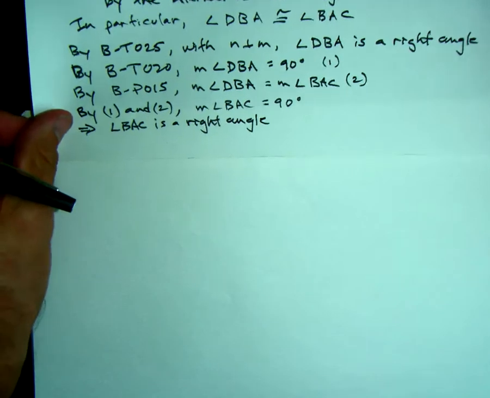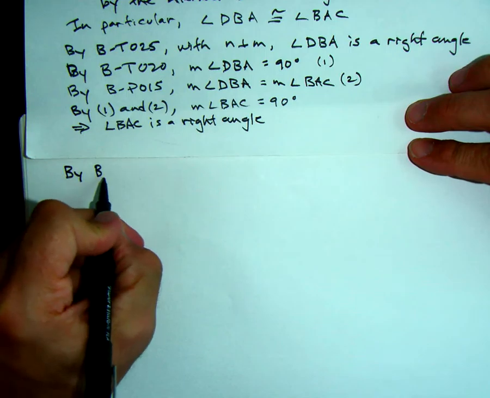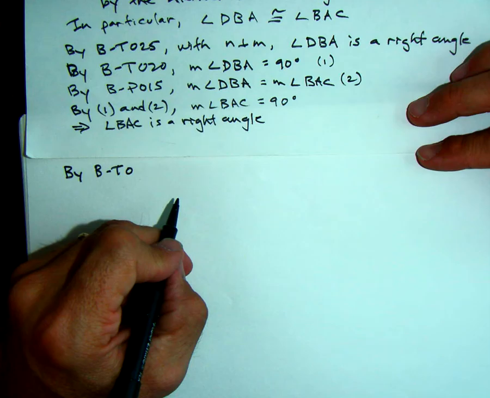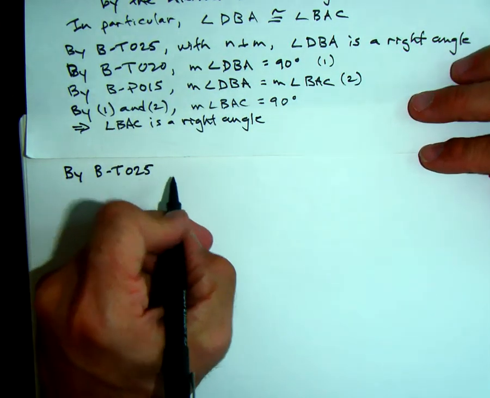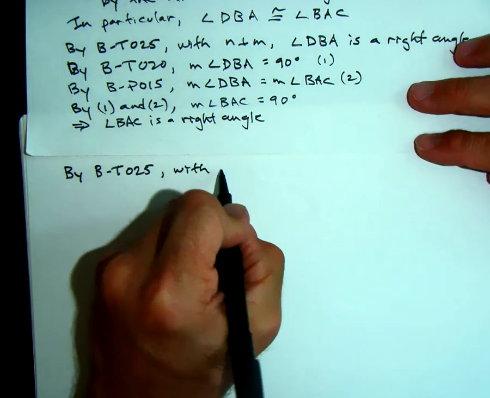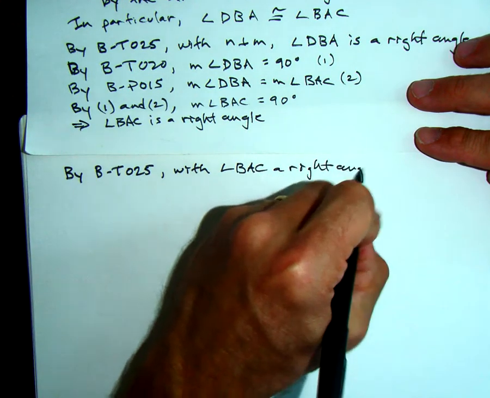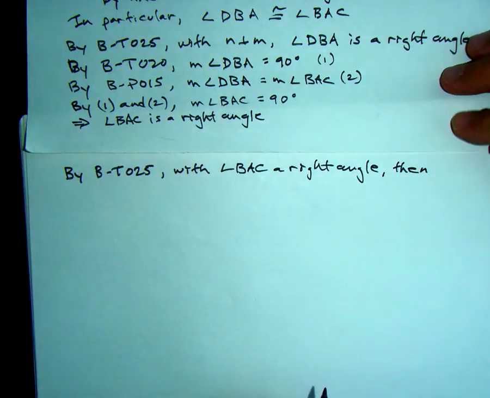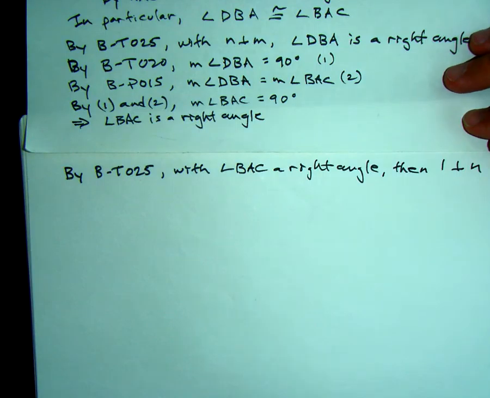So I'm going to say then, building on this, that by, I think that was T020, is that right? No, T025. By T025, with angle BAC a right angle, then L is perpendicular to N. All right, and that's what we said we were going to show.